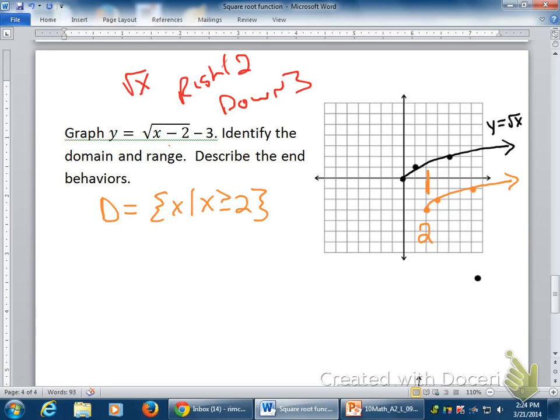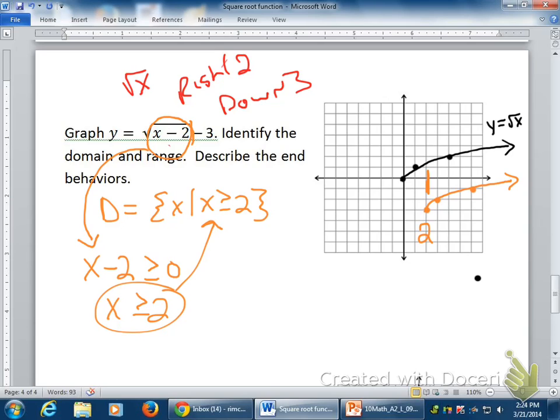Remember, what is the whole reason that the domain is restricted? Because I don't want the square root to ever be negative, right? So in other words, x minus 2 has to be greater than or equal to 0, doesn't it? Whatever's on the inside of your square root must be greater than or equal to 0. Well, look, that's just a super easy little inequality. Solve that. x is greater than or equal to 2, and is that your domain? It is. So that's one way you can find your domain without having to look at the graph. Okay, and I would expect you to be able to do it both ways.